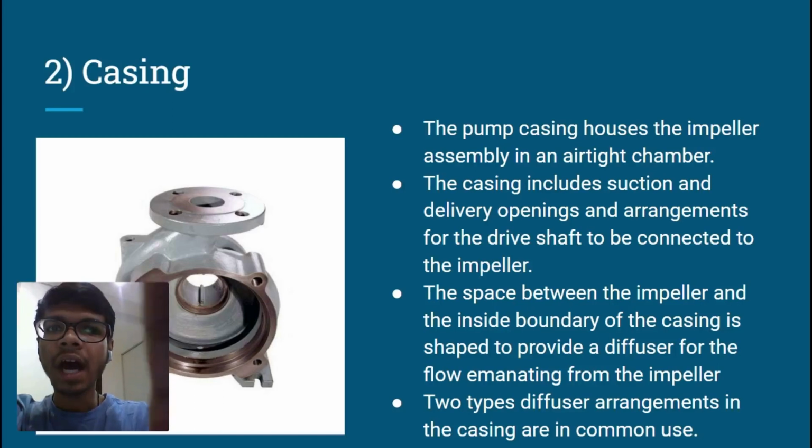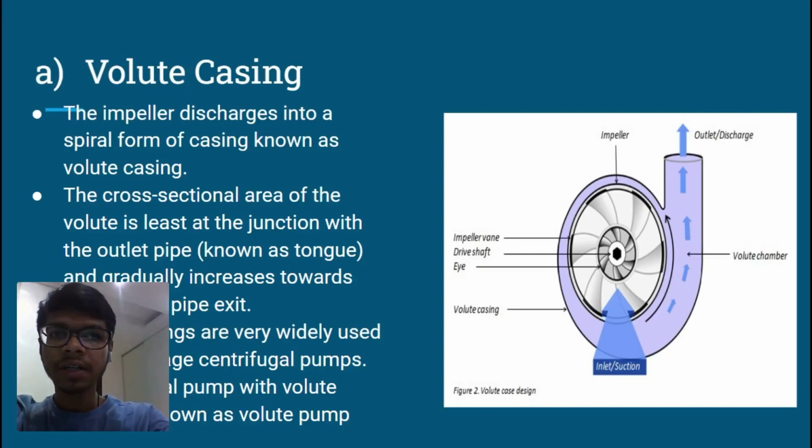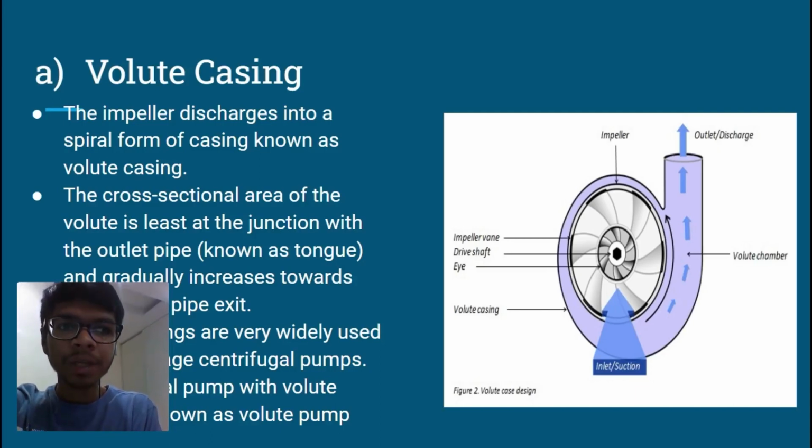So there are different types of casing as well. First one is the volute casing. In this, the impeller discharges into a spiral form of casing known as volute casing. So the cross-section area of the volute is least at the junction with the outlet pipe, which is known as the tongue, and gradually increases towards the delivery pipe exit. The idea behind having this shape is to keep the velocity of flow constant at any cross section. This unit is like the reverse of the spiral chamber in a reaction turbine.